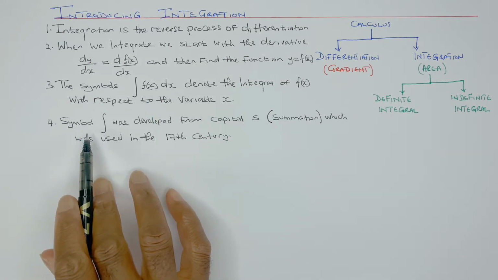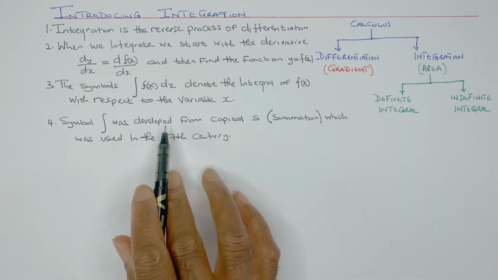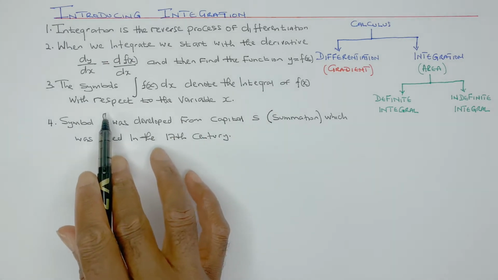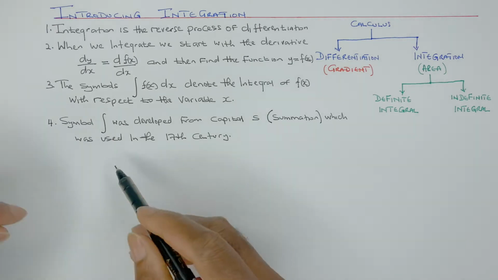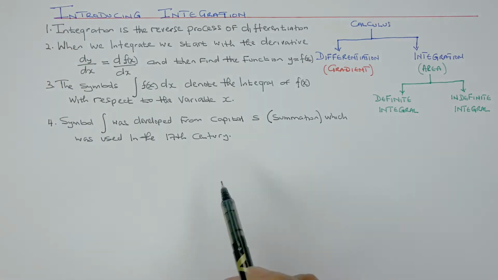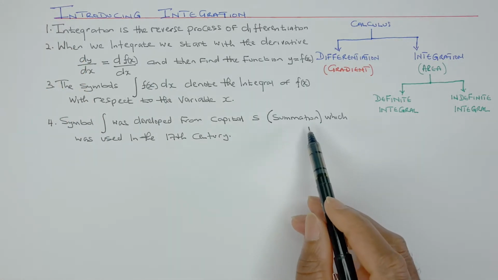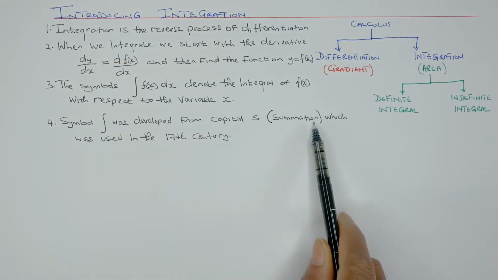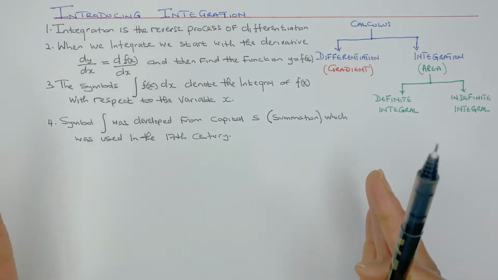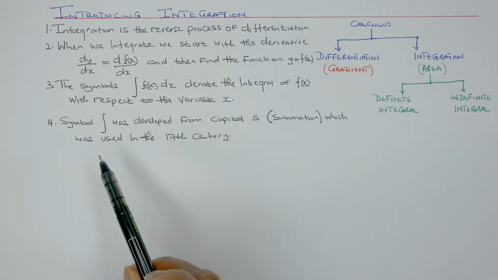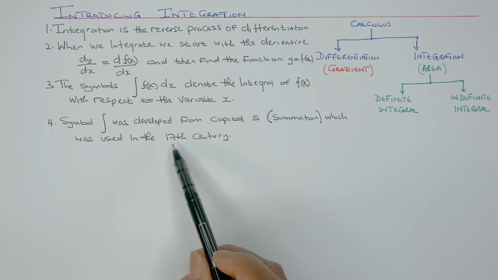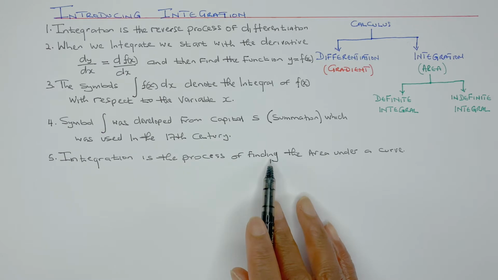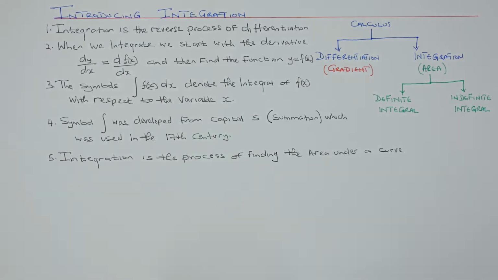The integral symbol was developed from a capital S, so it doesn't look like an x, more like an elongated S, which stands for summation. That means we're adding all the area together to make the collected area, which was used in the 17th century. Integration is the process of finding the area under a curve.